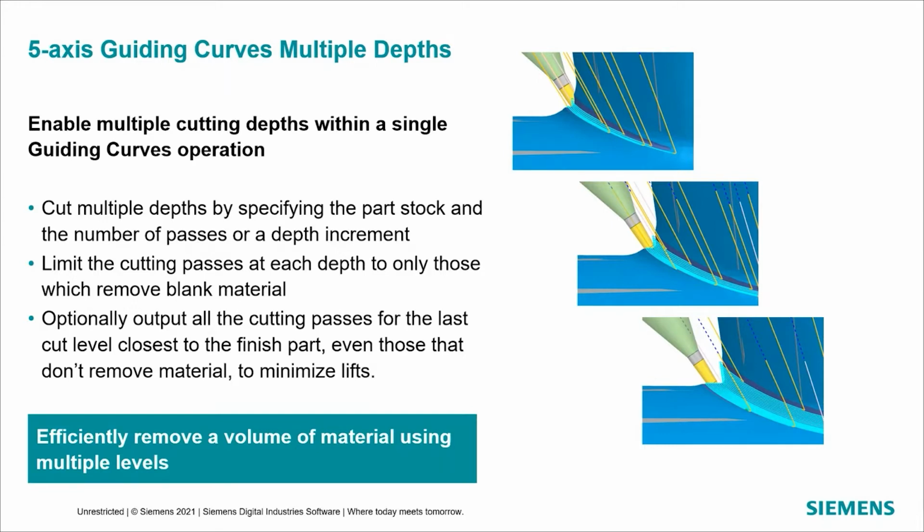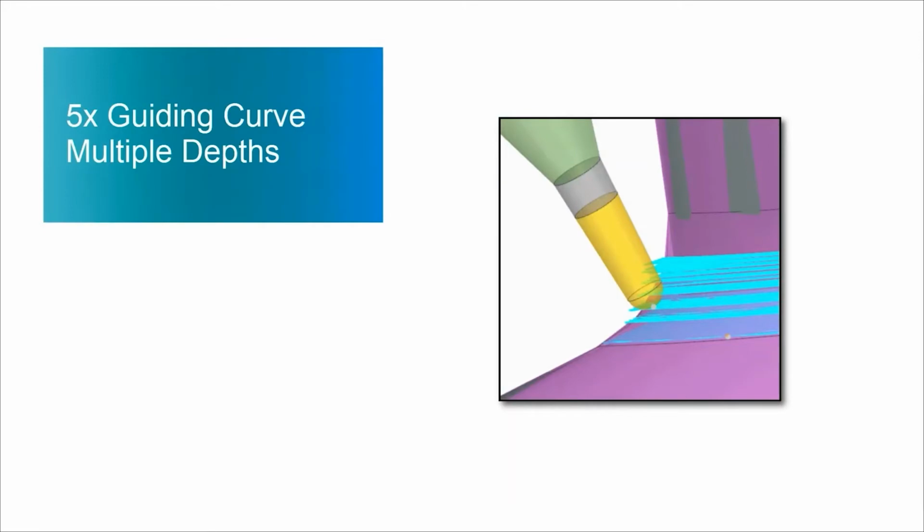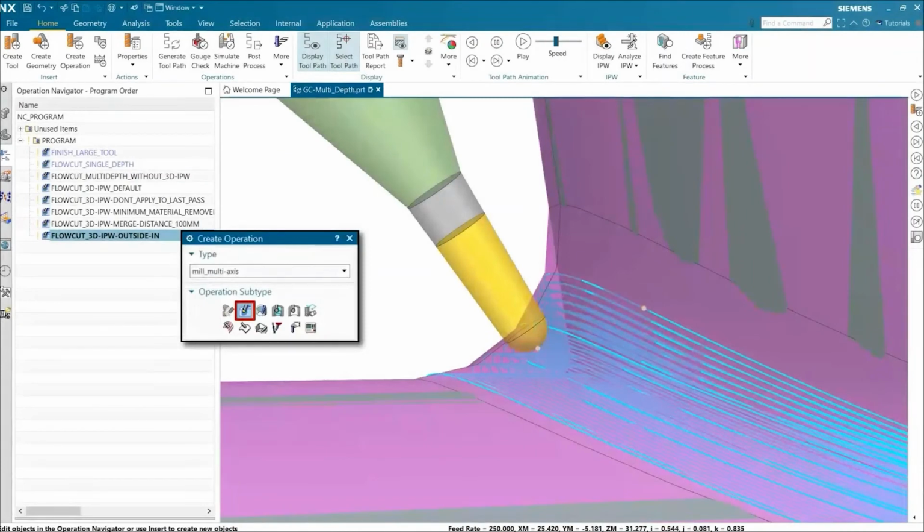Let's see what else we want. Let's go ahead, I've got a little video for this one. Variable guiding curves operations can now generate multiple cut depths, allowing you to remove material by machining toward the part geometry one cut level at a time.